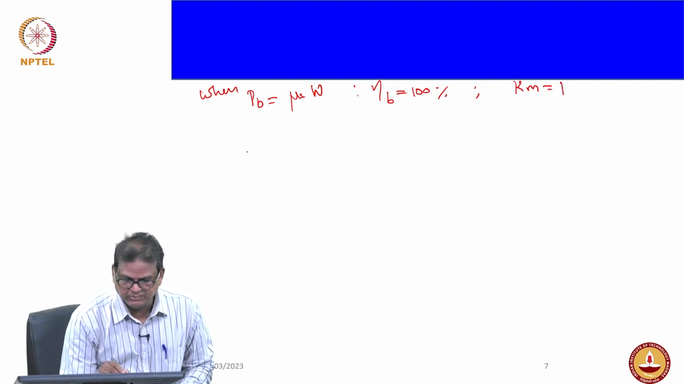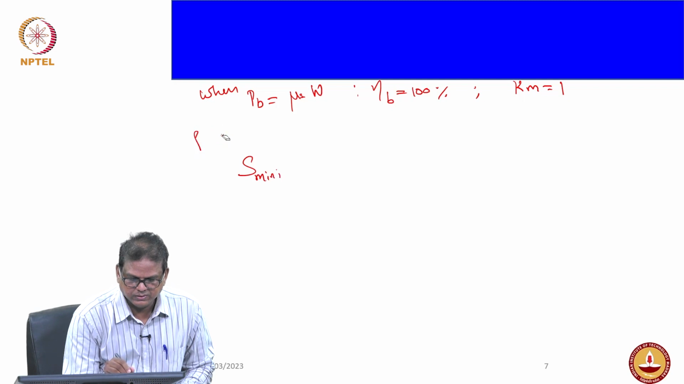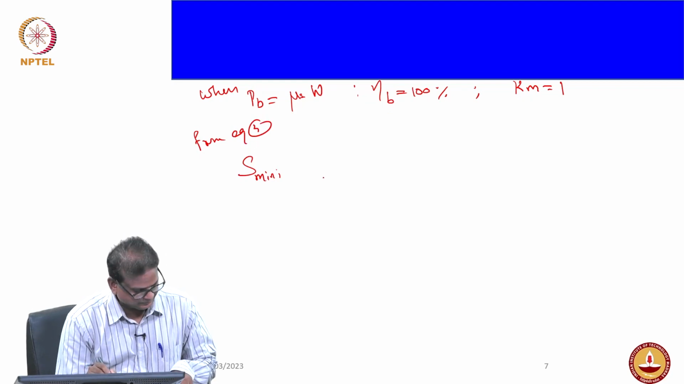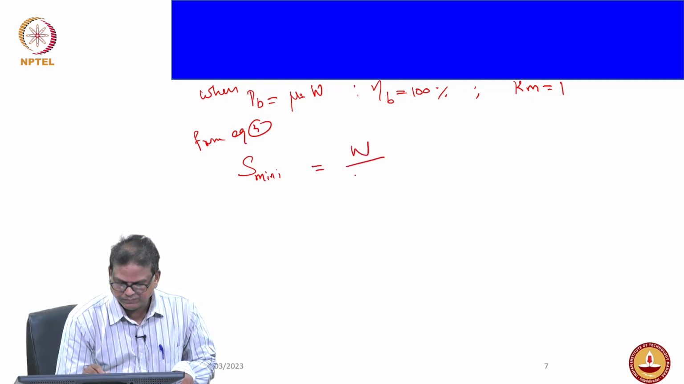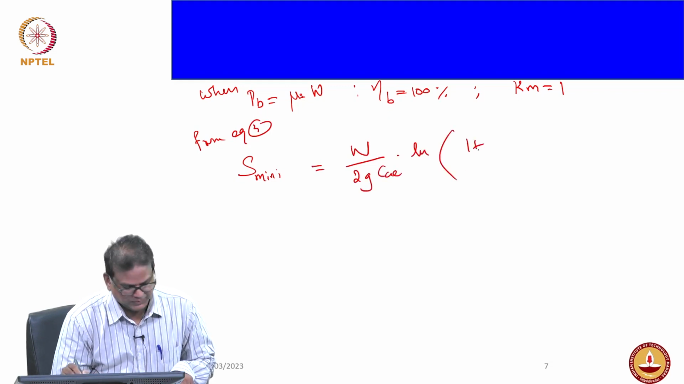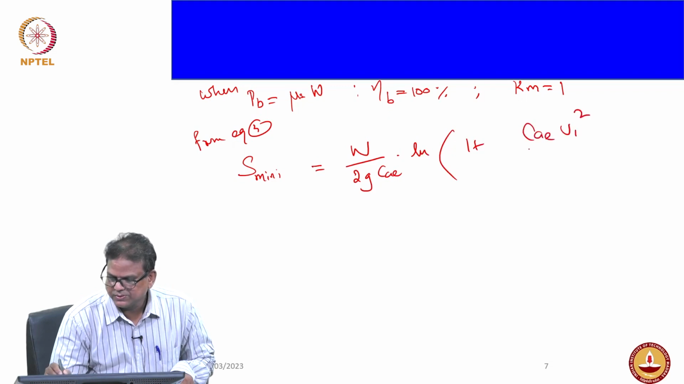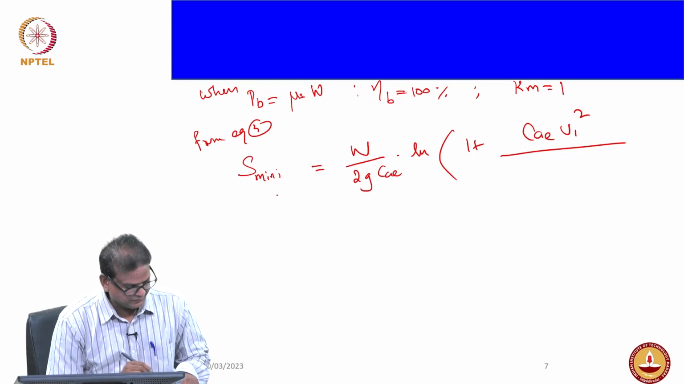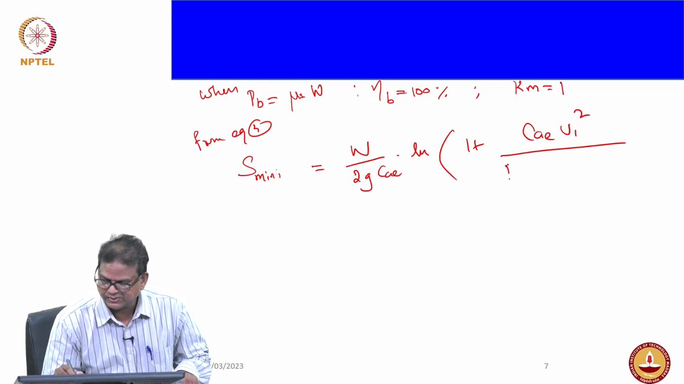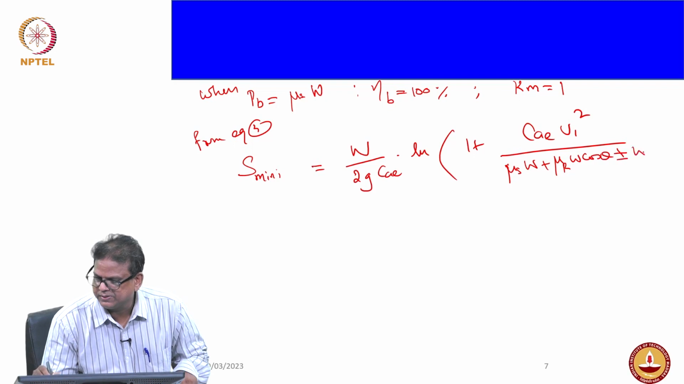So in that case, your minimum distance S minimum, from equation 3, S minimum equals W by 2G CAE, ln of 1 plus CAE V1 square divided by, here instead of PB, I will write mu s W minus mu R W cos theta plus or minus W sin theta.